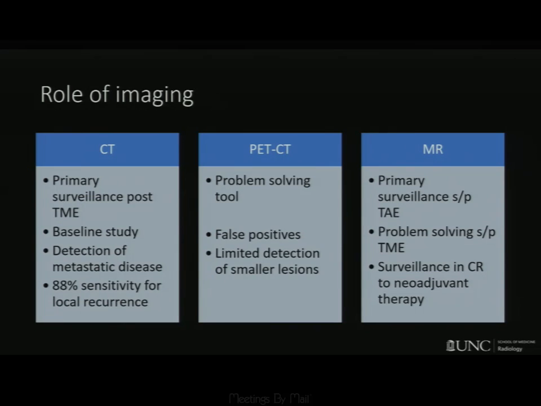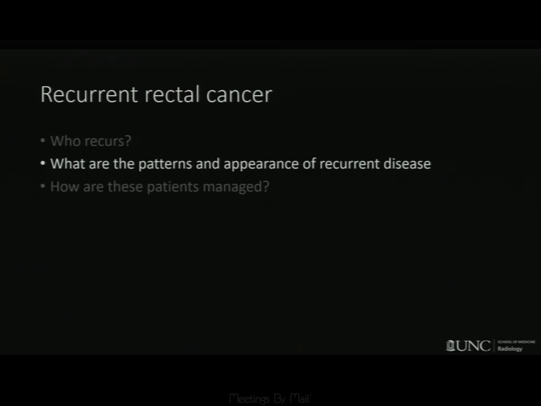Your PET-CT is going to be more of a problem-solving tool than your routine surveillance because of the high number of false positives, and it does have limited detection of smaller lesions. Your MR plays a role in those patients who've had transanal excisions. So usually for those patients, they'll either get sigmoidoscopy or MRI every 6 months for a period of 2 years, rather than getting a CT since they have a much lower risk of metastatic disease. You could also use MRI as a great problem-solving tool in those patients who have had transmesorectal excisions. And as Gaurav mentioned, it plays a role in watchful waiting in those patients who've had a complete response to therapy. So those are your imaging modalities that you have to work with.